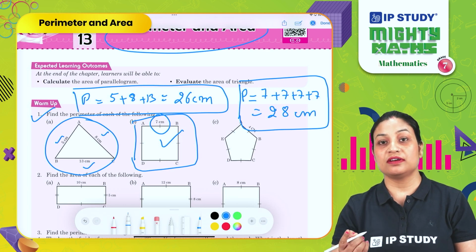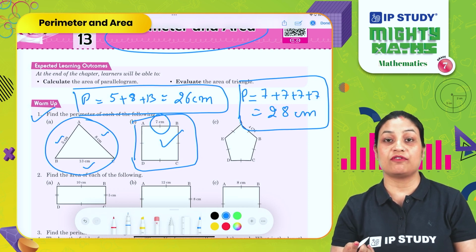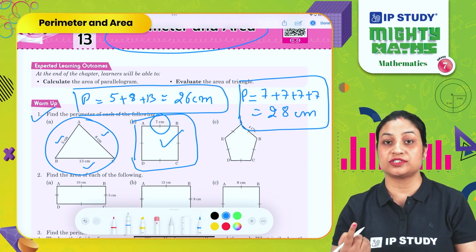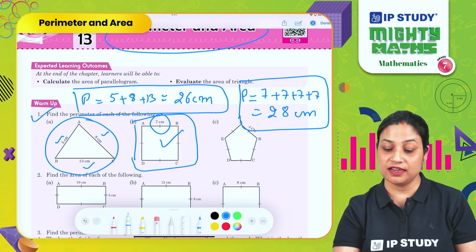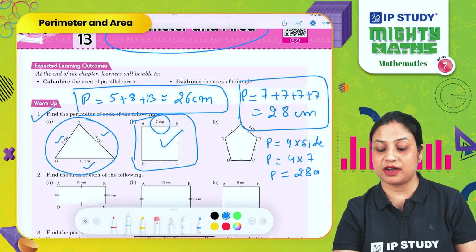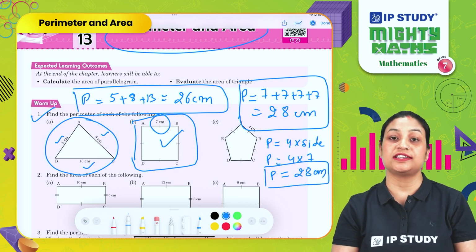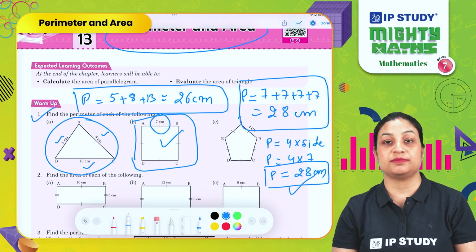If you remember, we have already discussed the perimeter of the square in the previous grades, right? So what is the formula for the perimeter of a square? It is 4 into side. So instead of adding all the sides, you can also use the formula directly, which is perimeter is equal to 4 into side. So what will you get? You will get the same answer, that is 28 centimeter. So the perimeter of the square is 28 centimeter. I hope these two examples are clear to you.